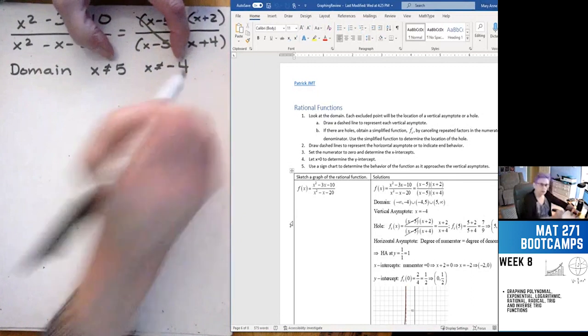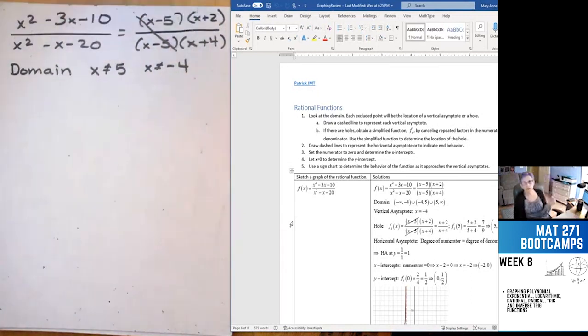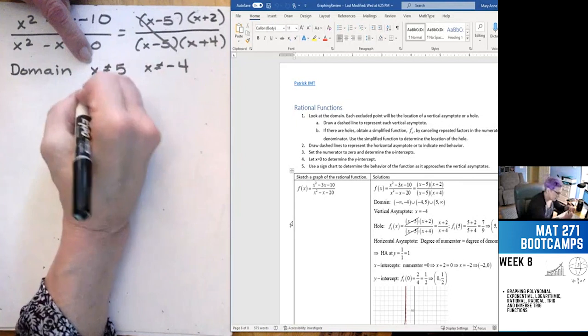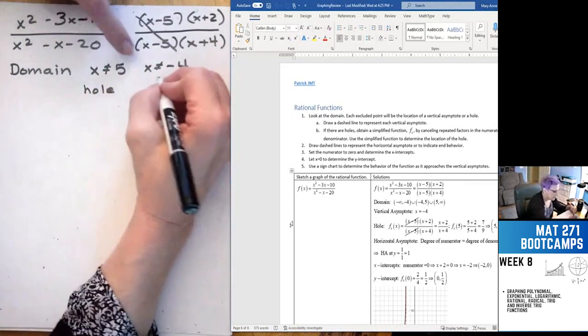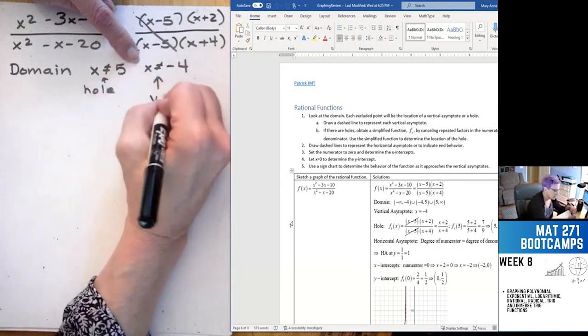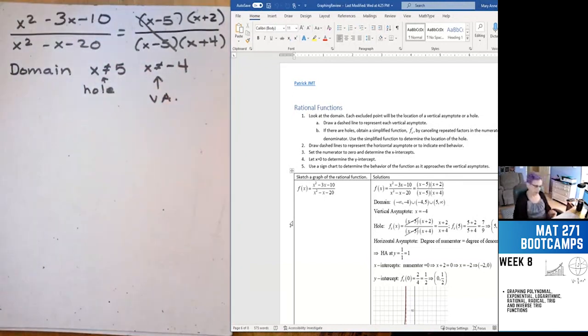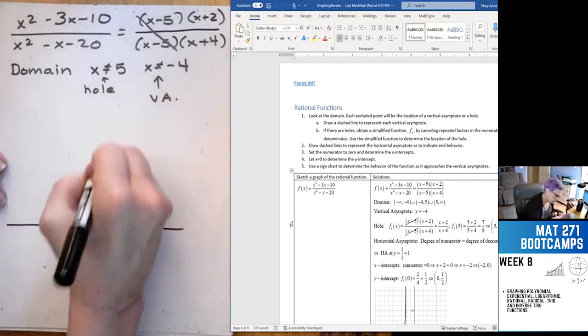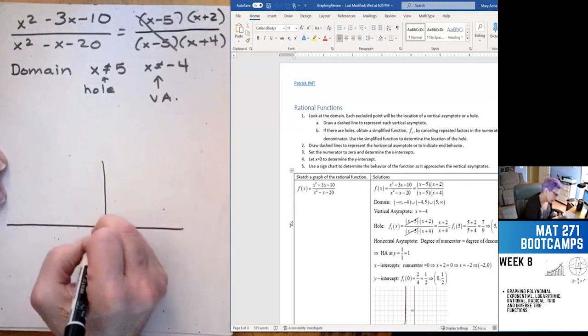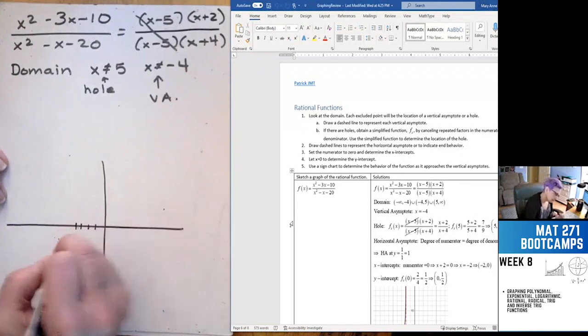Every number that is excluded from the domain is either a hole or a vertical asymptote. So this is something that you should remember from limits. At 5, we have a removable discontinuity. We have a hole. And at -4, we have an infinite discontinuity. We have a vertical asymptote. So I'm going to dash in my vertical asymptote at -4. 1, 2, 3, 4.